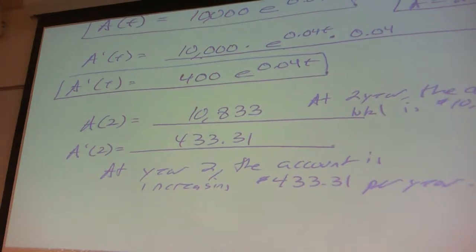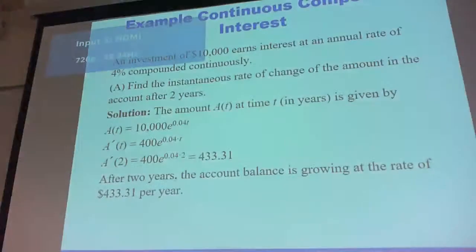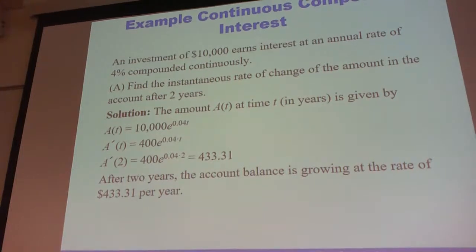One more word problem, and we're done. I'm going to skip this next problem. I'm going to show it to you real quick, but we're not going to do it. There's the one we just did. It's growing at a rate of $433 per year.